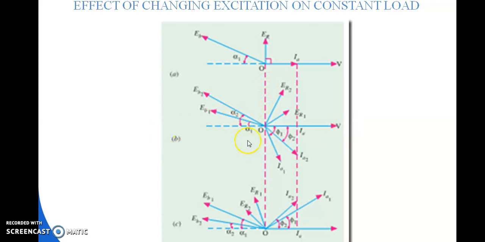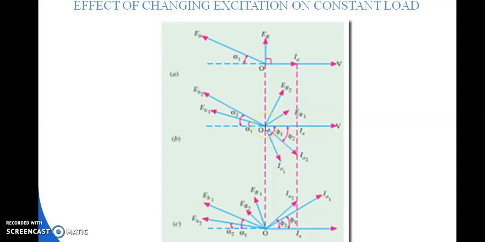Now case 2. Now the excitation is changed. You can see V, the supply voltage, and this is EB1, this is EB2. For different values of EB, the load angle will also vary, and accordingly IA1 and IA2 will vary, and also the angle between them will vary, that is phi 1 and phi 2.